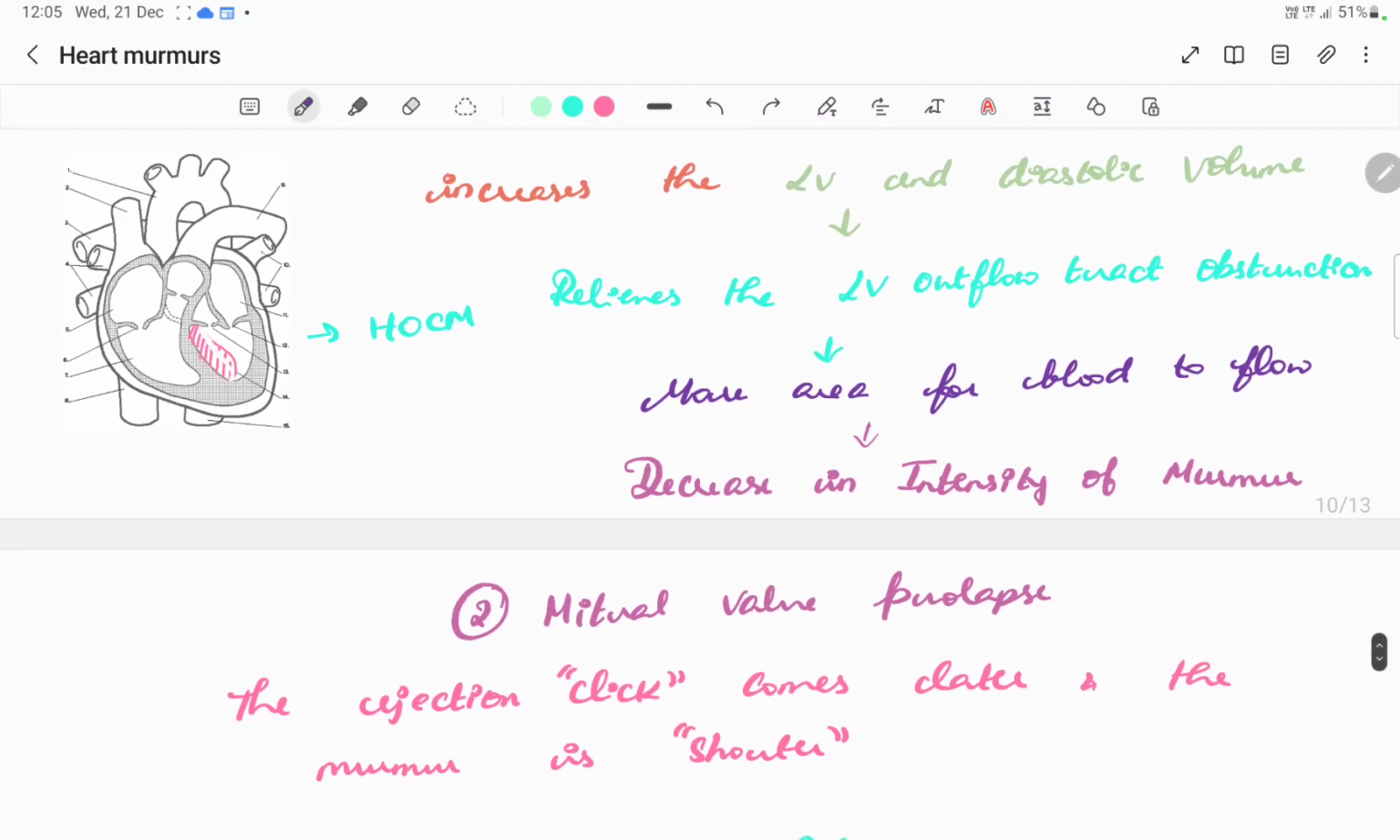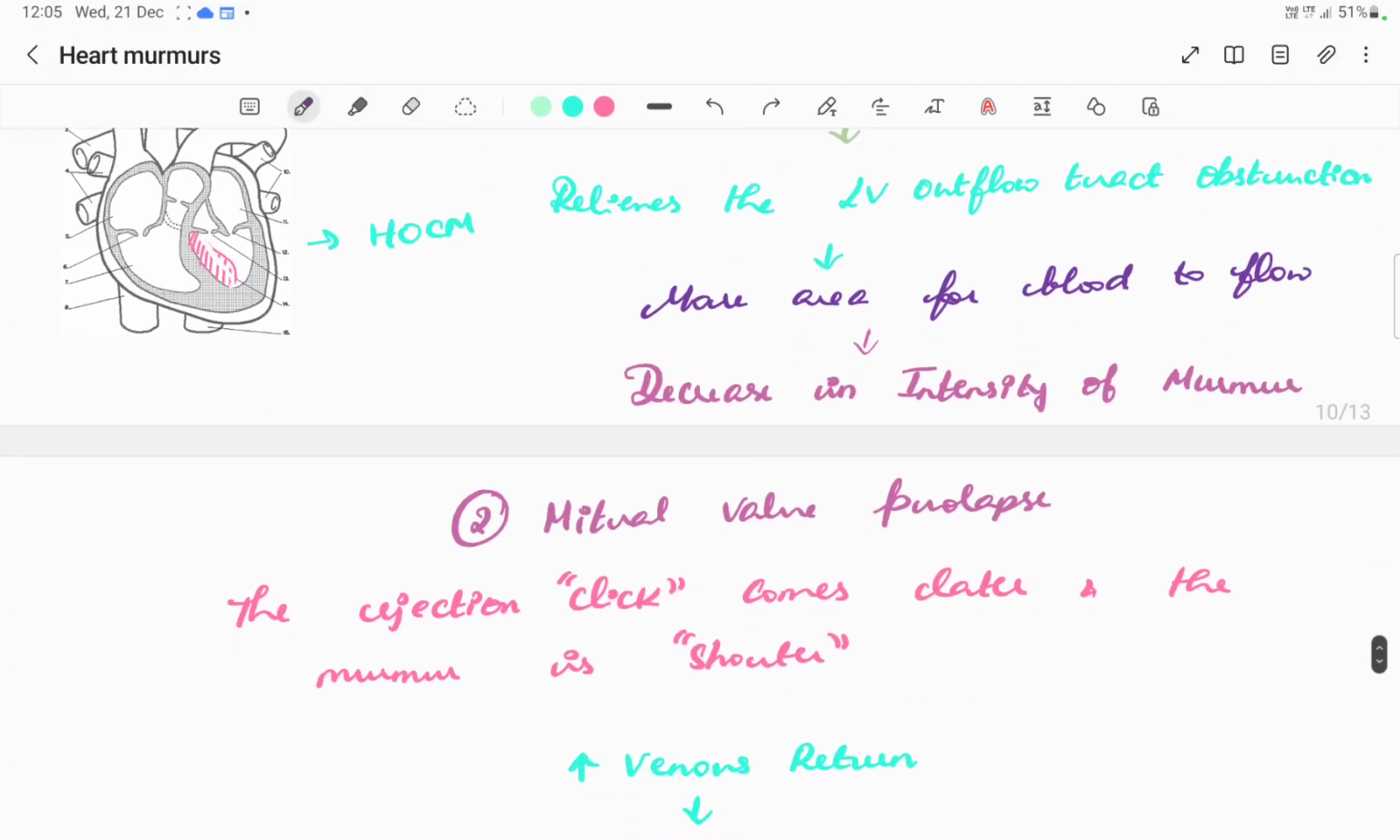So what happens when that end diastolic volume increases? The obstruction is going to be relieved. So there'll be more area for the blood to flow. So if there's more area for the blood to flow, then the intensity of murmur is definitely going to decrease. So in HOCM, the intensity will decrease.